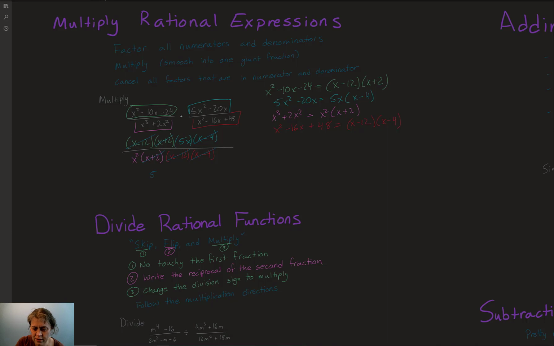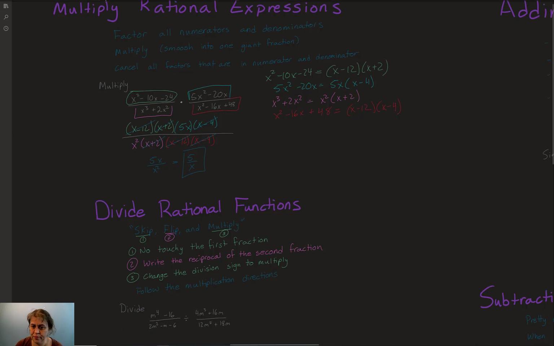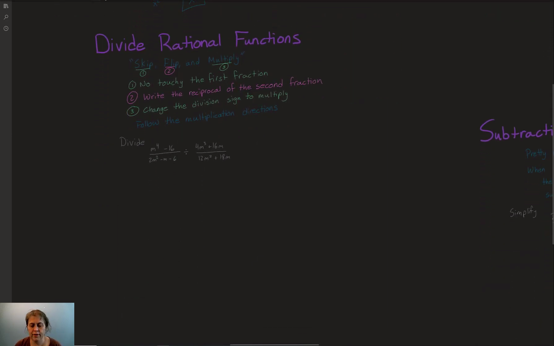And then that gives me 5x over x squared. My exponent rules say that those can cancel out, and I end up with just 5 over x. Bada bing, bada boom. We multiplied. Whew, that one took a little while.